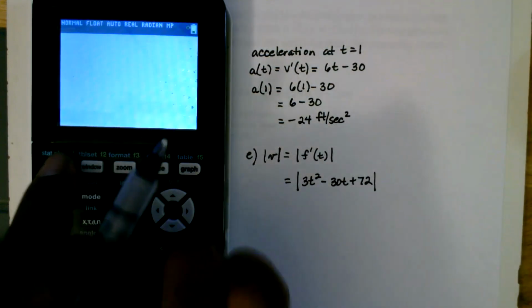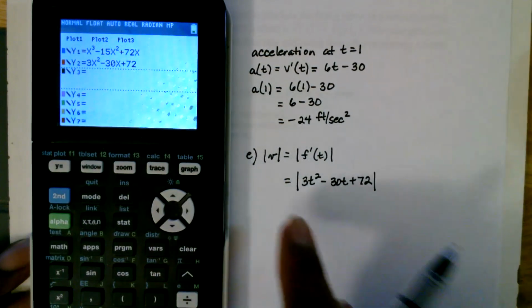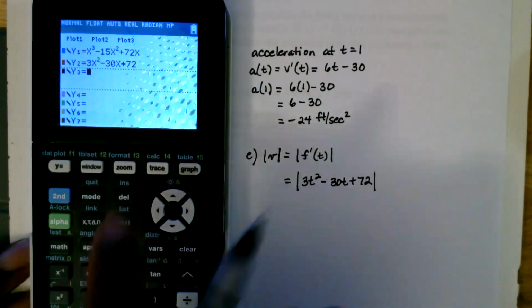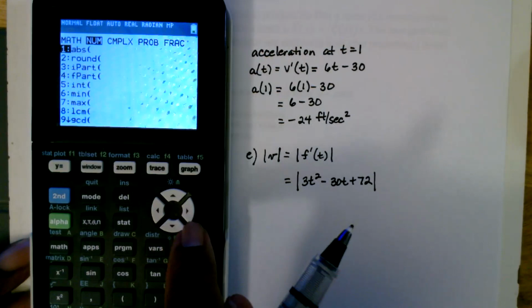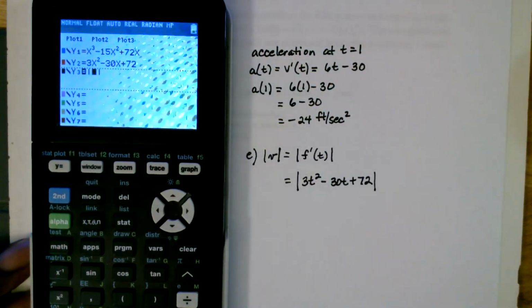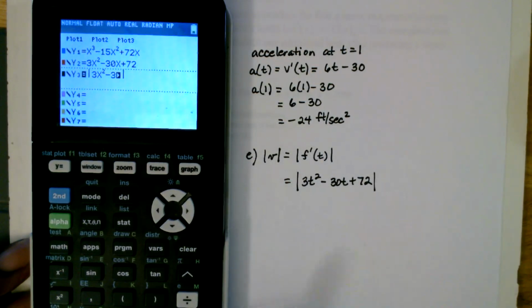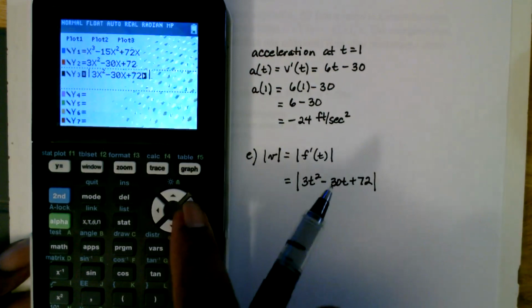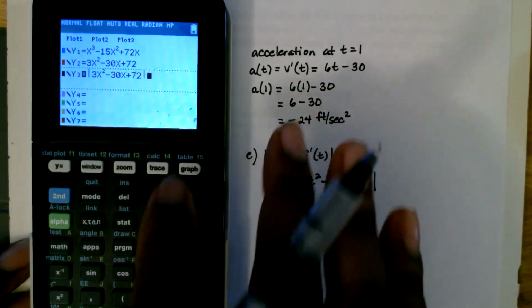Oh, I'm so sorry. I forgot to do something here. Let me clear this out. I forgot to put absolute value here. So to do that, let me press the math key, then go to the number menu and select number 1 for absolute value. Then I will put this in the calculator. So it'll be 3x squared minus 30x plus 72. And then we'll go ahead and press graph.